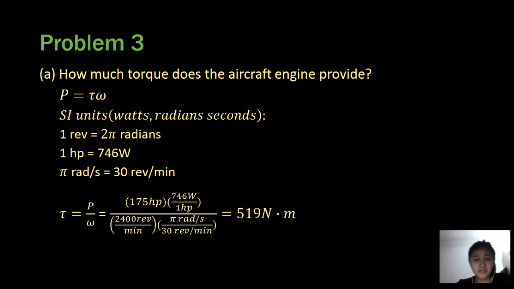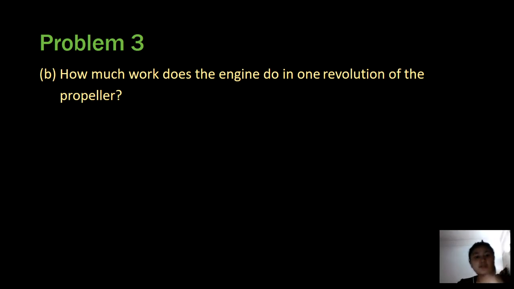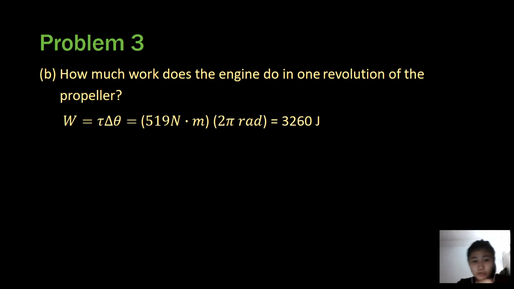For the next question, how much work does the engine do in one revolution of the propeller? We use the formula for work. Work is equal to torque times change in angle in radians. Plugging in the result from the previous question, torque is equal to 519 newton meters times 2 pi radians, because it's 1 revolution, which equals 3,260 joules. So that's for problem 3.